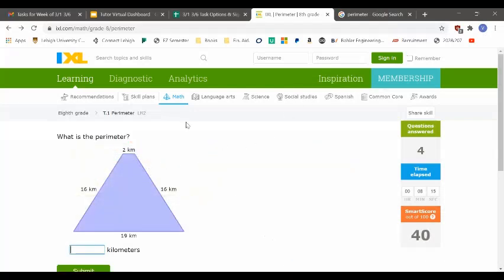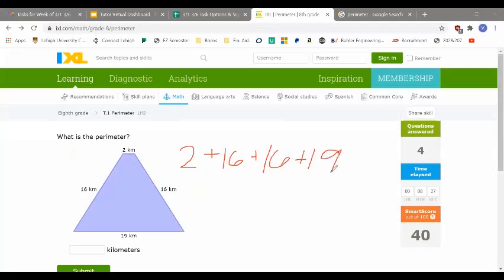And here's just the last one. It's another trapezoid. And like I said, you just add the lengths of the sides. So 2 plus 16 plus 16 plus 19. Let's see, 16 plus 16 is 32. 32 plus 2 is 34. And then 34 plus 19, 9, 3, 1, 53. The final answer is 53 kilometers.